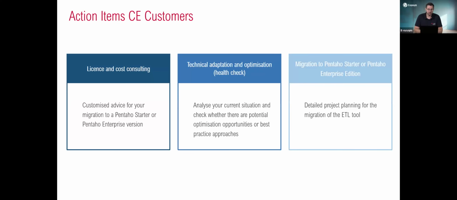What do Pentaho Community customers have to do now to switch to Pentaho 10.2? You will need to switch to the new license model, of course. We offer individual consultations to help you find the best solution for you. Perhaps it also makes sense to switch to the Enterprise version. We will assist you with the migration and help you plan it according to our best practice approaches. If you're already planning a migration, we can help you with detailed project planning. We also offer a health check to review how well your system is running and whether there are optimization opportunities.